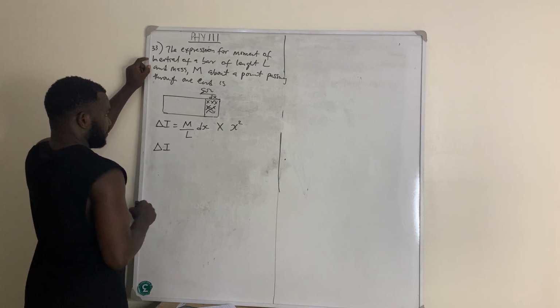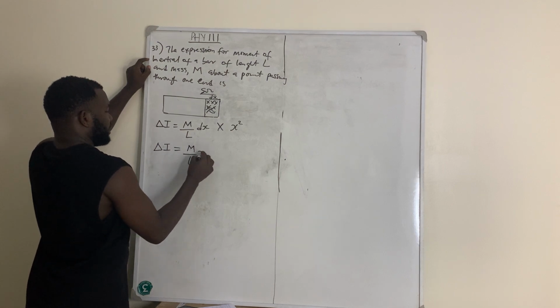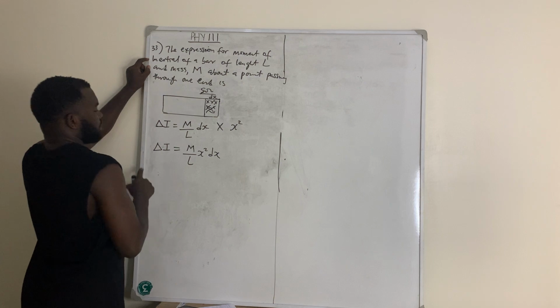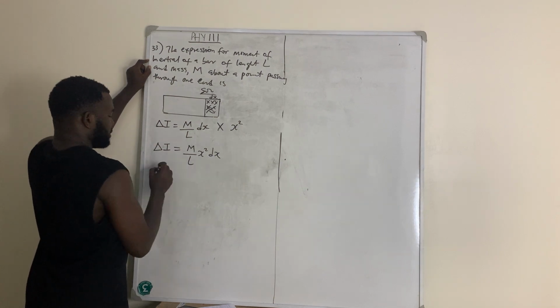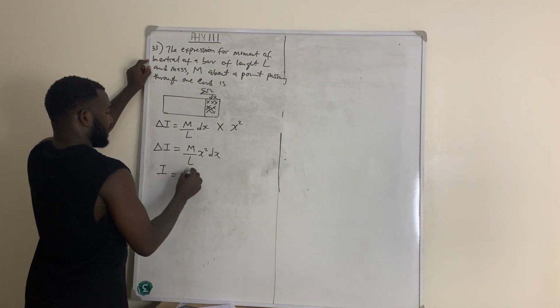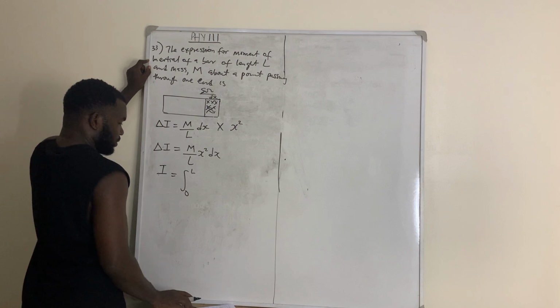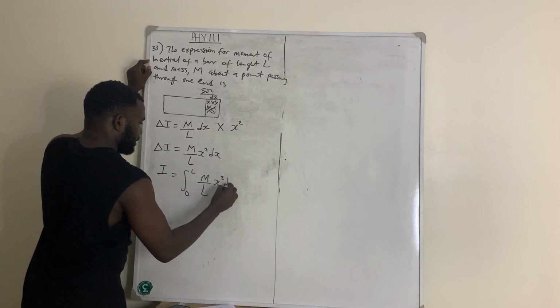Change in moment of inertia is equal to what? dI = (M/L) x squared dx. Now, change means differentiation. So differentiation going to the other side becomes integration. So I have I equal to the integral from 0 to L of (M/L) x squared dx.